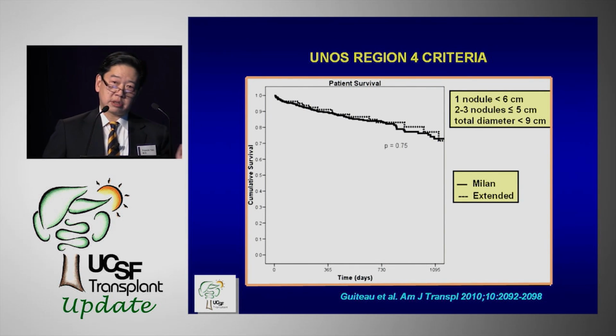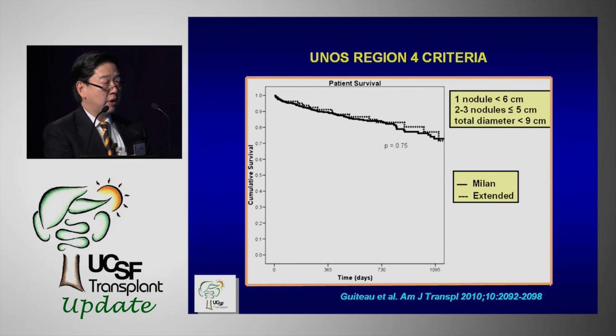So across the US, not everybody followed the Milan criteria. There are regional variations in the policy, and I think that may be one way to make progress in certain areas that are important, including HCC. In Region 4, they use expanded criteria, very similar to the UCSF criteria, and you can see that those patients meeting the expanded criteria have 3-year survival very similar to those within Milan criteria.